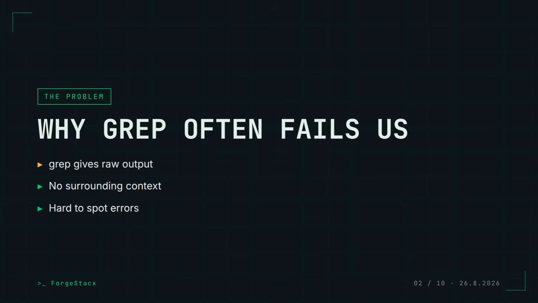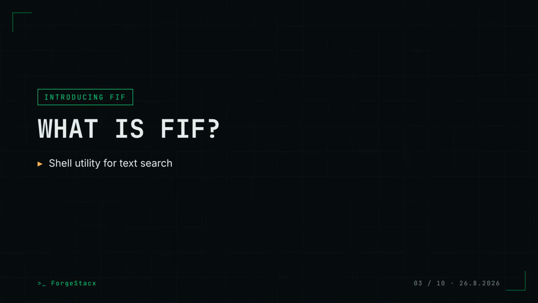Today we are looking at a tool that solves this exact problem by combining fuzzy searching with a visual preview window that shows you exactly what you need right in the terminal. The tool is called FIF. The creator describes it as a shell utility to quickly find text in files, using fuzzy searching and a syntax highlighted preview with surrounding context.